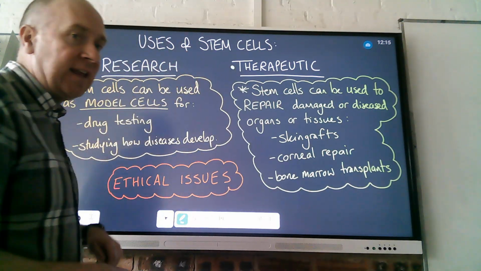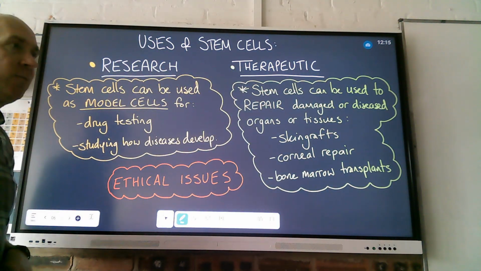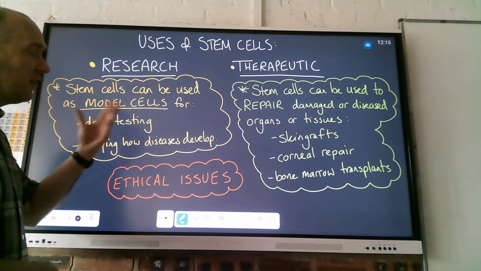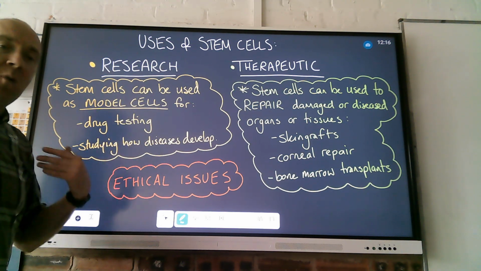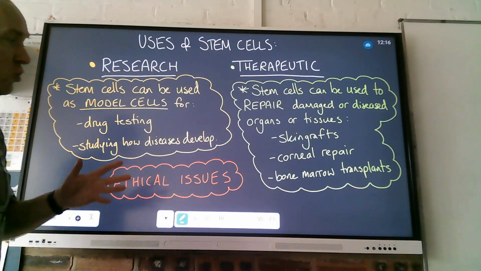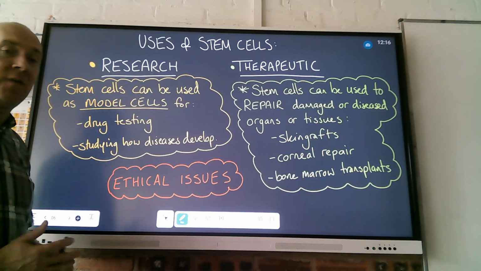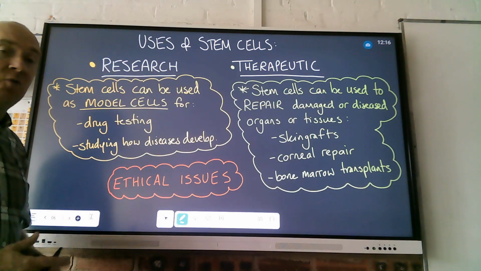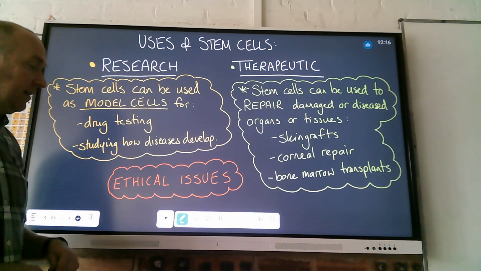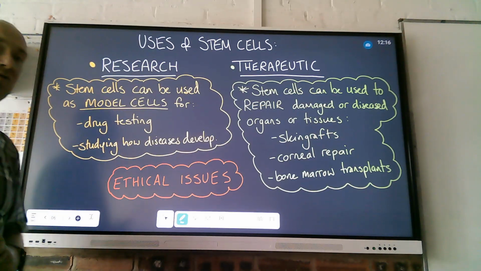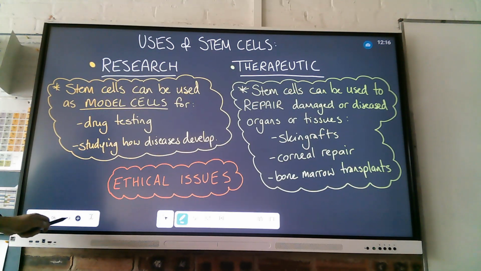That brings us back to the ethical issues. If, for example, we wanted to use an embryonic stem cell, as well as all the benefits that I just mentioned, we would also have to consider the fact that using an embryonic stem cell will require the destruction of a human embryo, and there are obvious ethical issues associated with that. Again, that's the note I'd like you to have on research and therapeutic uses of stem cells.